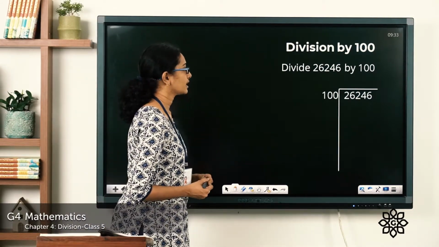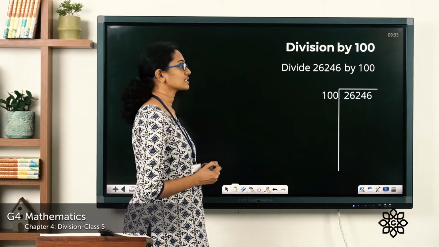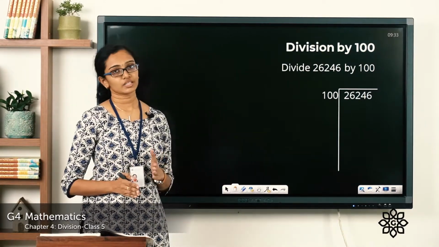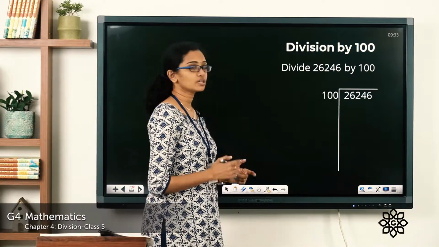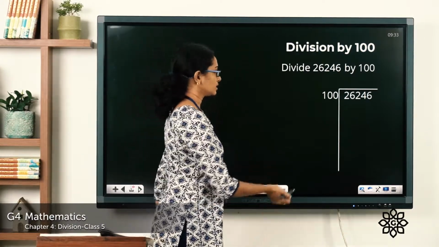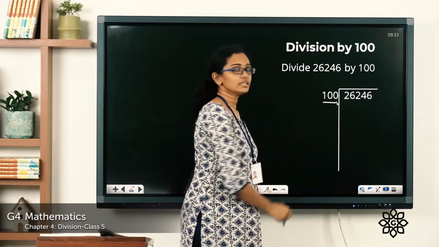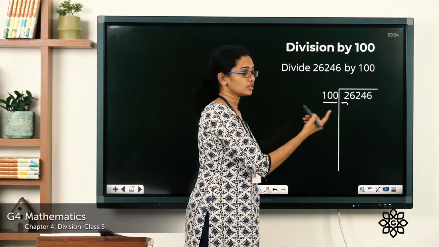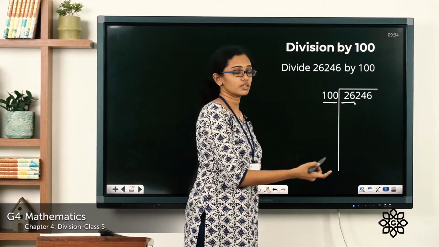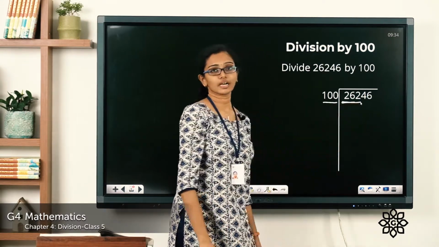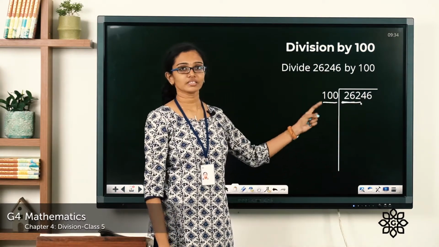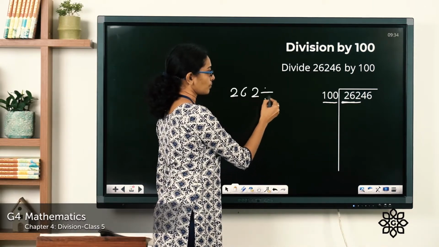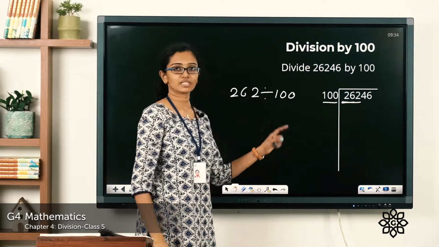See this question here. Divide 26,246 by 100. Let's see how we can divide this in the usual long division method. So here we are dividing with a 3-digit number. So can we divide the first digit with 100? No. What about 2 digits? No. Let's take the first 3 digits and there we have 262. Now we have to divide 262 by this divisor which is 100.